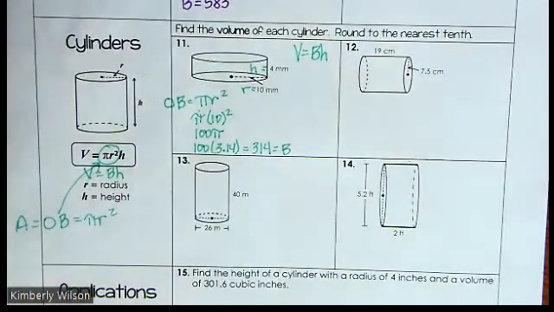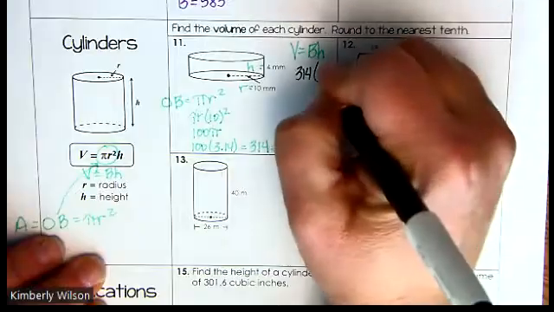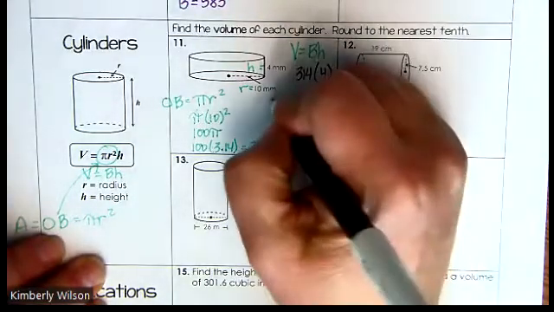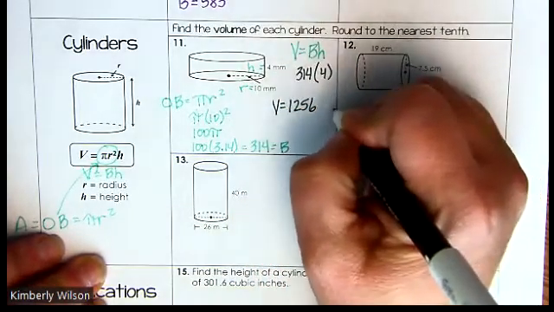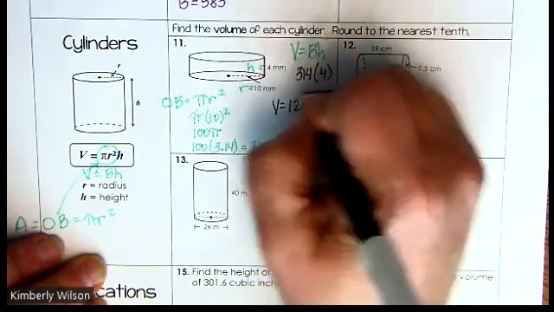Okay, now I plug it into my volume formula. So I have 314 times 4, which gives me that my volume is 1,256 millimeters cubed.